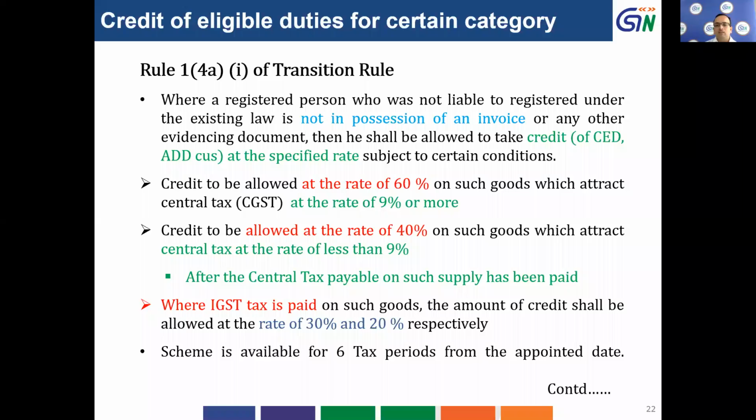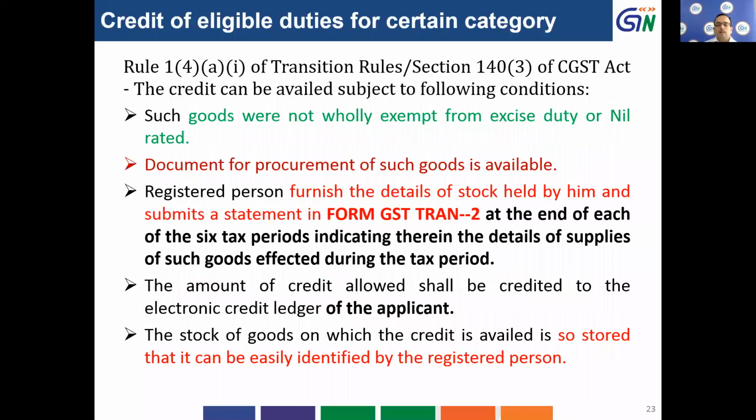So this particular scheme is available for 6 tax periods from the appointed date. Then what is the associated rule? Rule associated is Rule 14A1. Then the condition which is given is that such goods are not wholly exempt from excise duty or are non-nil rated, and the document for procurement of such goods is available.